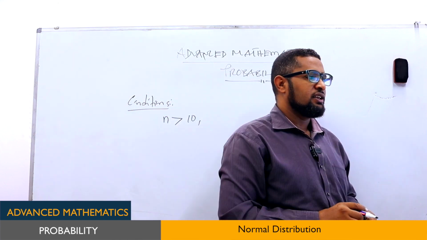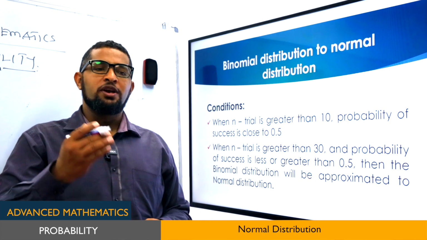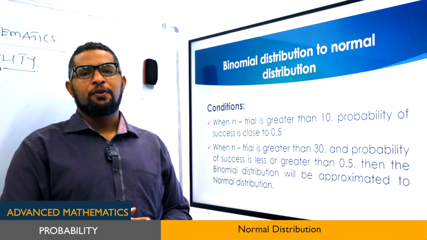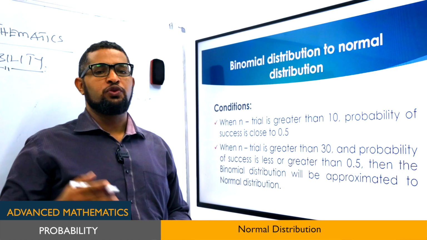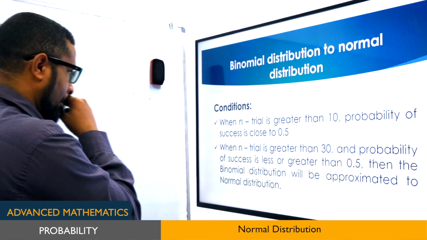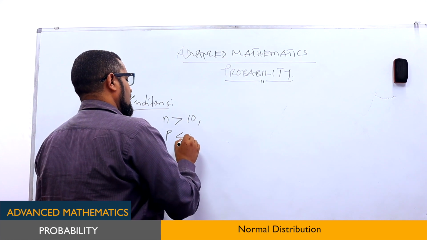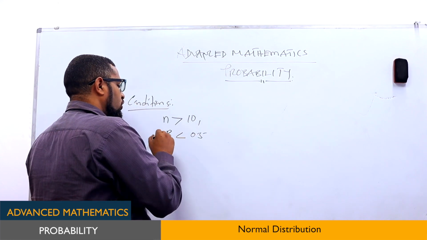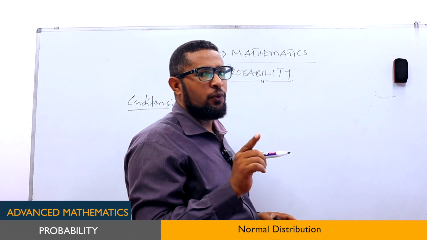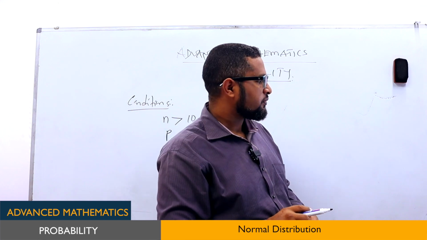But not only that, and the probability of success is close to 0.5. When I say close to 0.5, it doesn't mean it's 0.5. It means less than 0.5. It may be 0.1, 0.2, 0.3, 0.4, but not 0.5. And the probability of success is less than 0.5. So if the probability of success is 0.5, it means the probability of failure will also be equal to 0.5. We'll see an example, then you'll understand more.